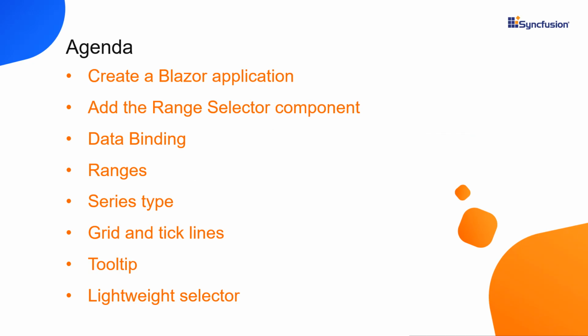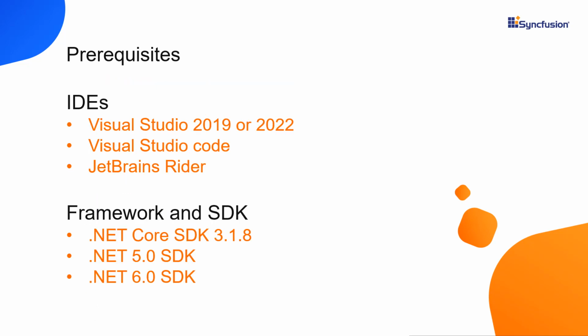We will see how to configure the basic Range Selector component, with a few of its basic features like binding data, applying range, series type, tooltip, customizing grid and tick lines. You will also see how to render a lightweight range selector without a chart. Let me start with the application creation process.